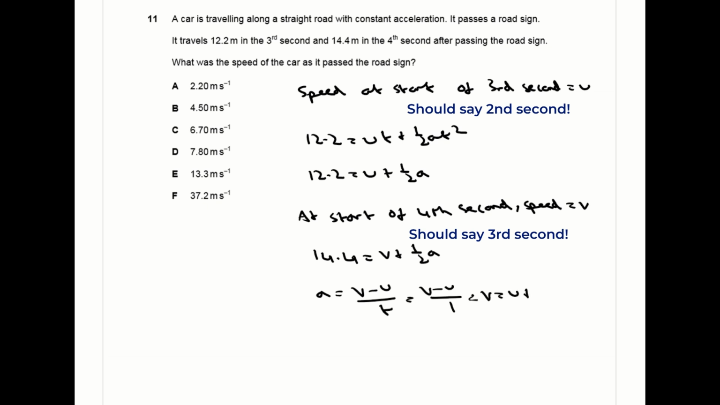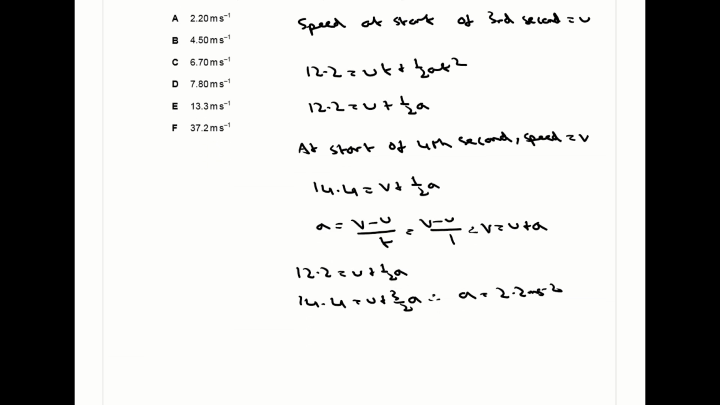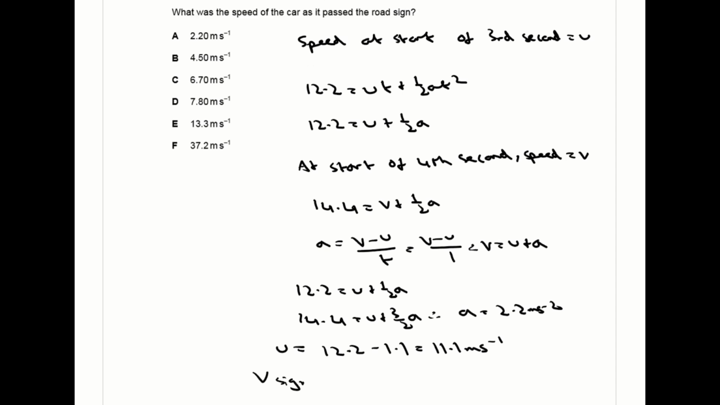You can then use the equation v equals u plus at to obtain a relationship in terms of u and a for v. And you can plug this into the expression 14.4 is equal to v plus half a to get two relationships in terms of u and a. And then you can solve these simultaneously to obtain the acceleration as 2.2. A is 2.2, and you can work out u as 11.1 using 12.2 is equal to u plus half a. So you can then use these two values to work out the velocity at the sign as 11.1 minus 2 times the acceleration, which gives you 6.7 meters per second, which is c.